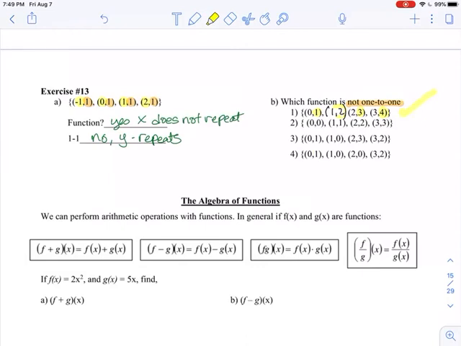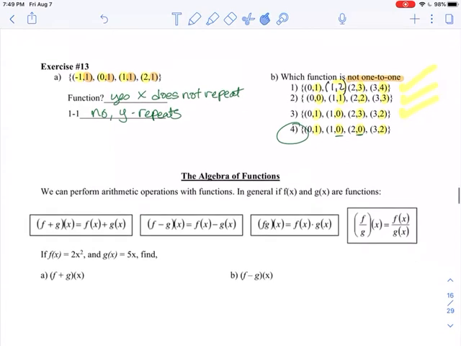That one's good. Number 2: 0, 1, 2, 3. Good. Number 3: 1, 0, 3, 2. All my y's are different. That's good. Number 4: 1, 0, 0, 2. Oh, see, they have the same y's right here. So this one is not one-to-one. All right, they're asking me which is not one-to-one.